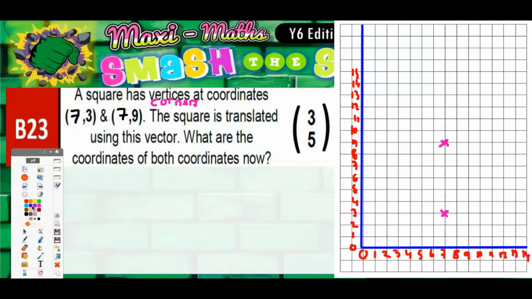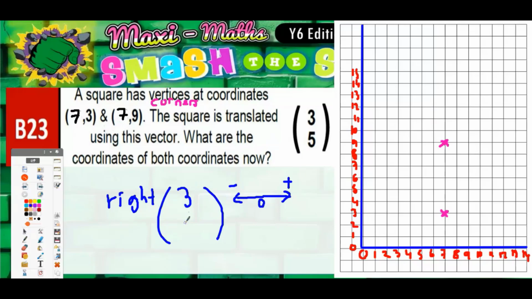Now we need to understand what translating means. So in a translation, the top number tells you whether to go left or right. And just like on a number line, where 0 is in the middle, positive numbers go to the right and negative numbers go to the left. So because this is positive 3, this means go 3 to the right.